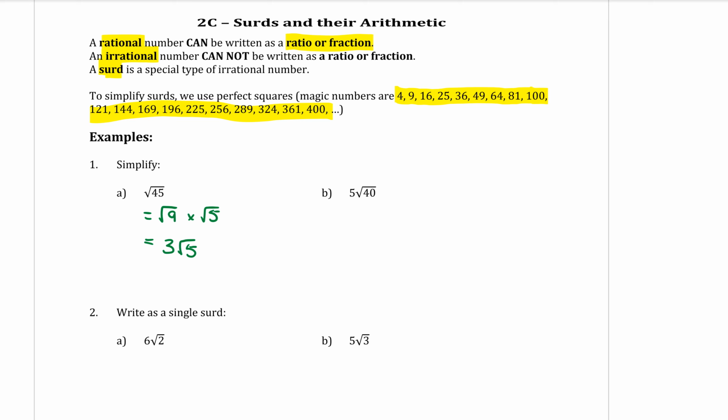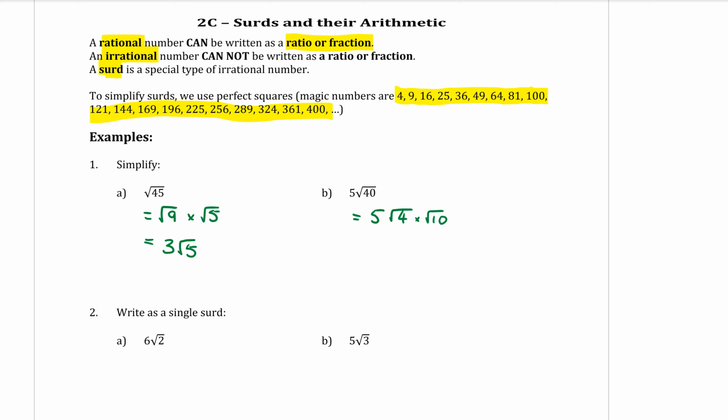Part B. If there is a number out the front, just leave it there for a minute, and we simplify the surd part like we just did. So 40. Hands up. What perfect square can I divide 40 by? Monty? 4 is my perfect square, and I do 4, yes, times 10. So I split that surd to be square root of 4 times square root of 10.